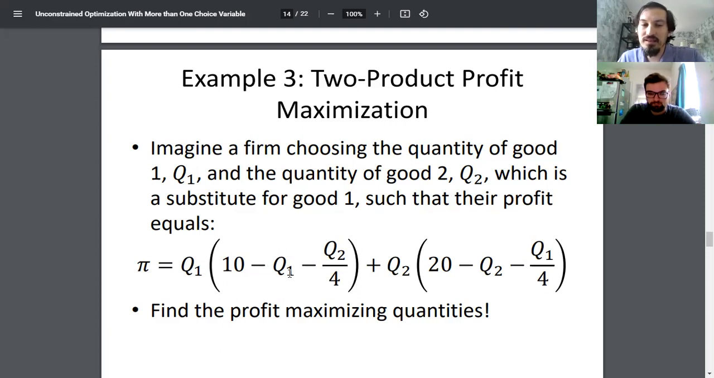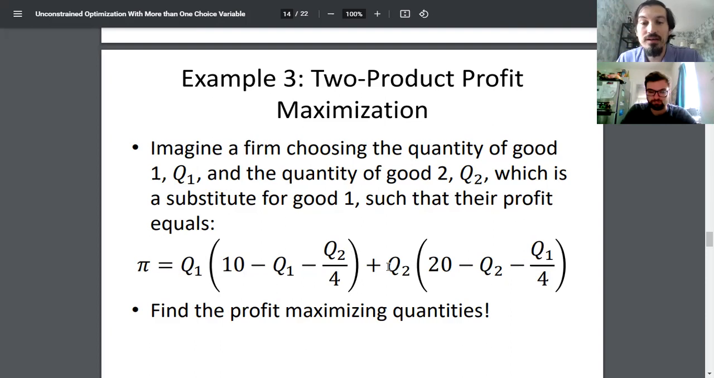So the law of demand says that price is downward sloping with respect to quantity. That's why this is negative. 10 minus Q1 is the downward sloping nature of demand. But minus Q2 over 4 comes from the fact that these goods are substitutes, meaning that if I produce too much of good 2, Q2, I will actually be losing some of my demand, at least some of the price that I can charge, because people are less willing to pay that higher price for good 1. So Q2 over 4 reduces a bit the revenue I get from product 1. Okay, so this first term is the revenue from product 1.